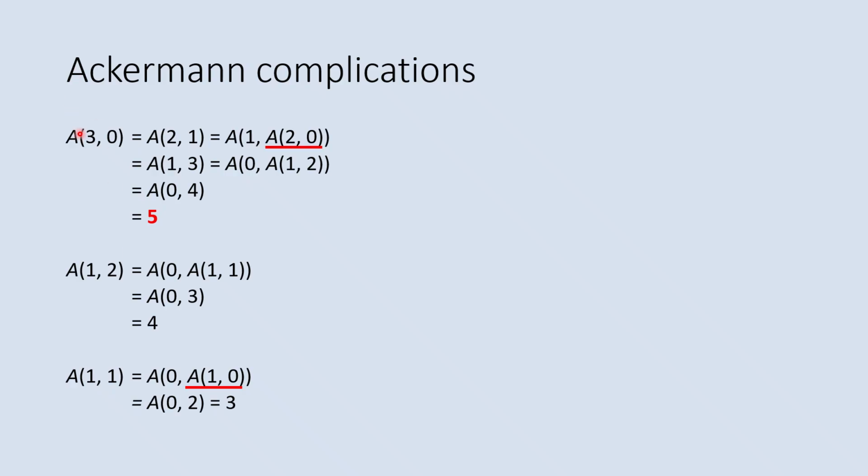So we noticed that we had to go as far as we could for a little while and then stop to do something else, and then stop to do something else, and then that answer comes back and that helps, and then we keep working our way back toward the original. So A of 3, 0 takes lots of steps to calculate the number 5.